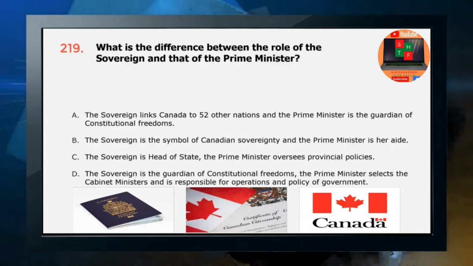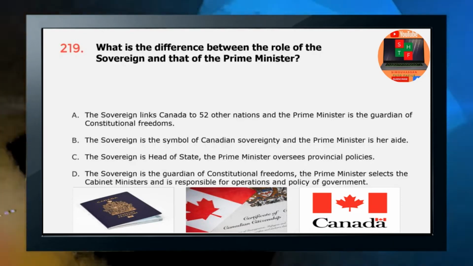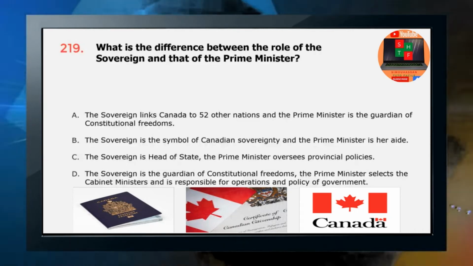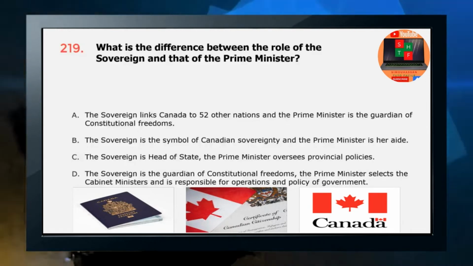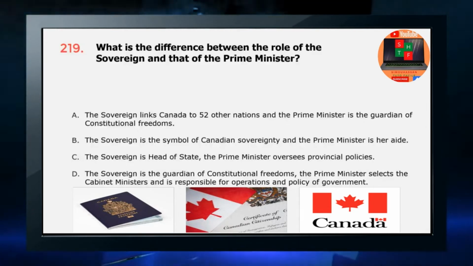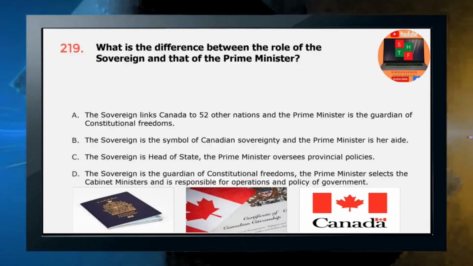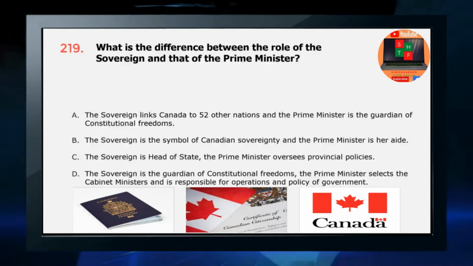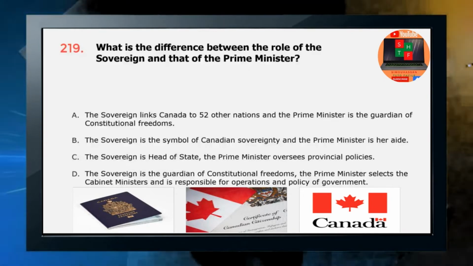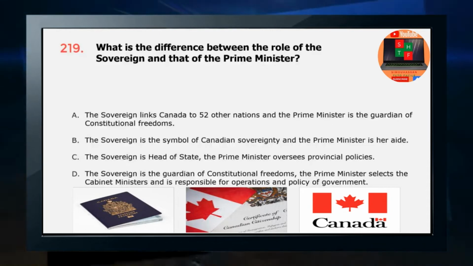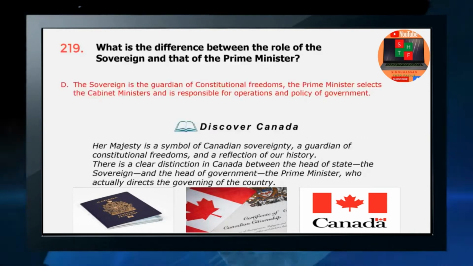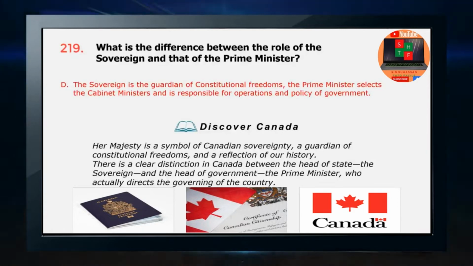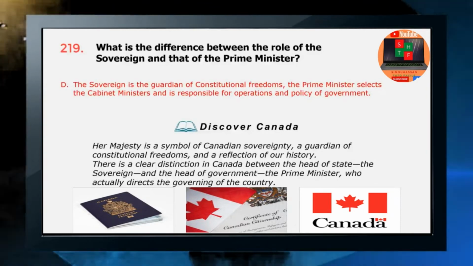Question 219. What is the difference between the role of the sovereign and that of the Prime Minister? A. The sovereign links Canada to 52 other nations, and the Prime Minister is the guardian of constitutional freedoms. B. The sovereign is the symbol of Canadian sovereignty, and the Prime Minister is her aide. C. The sovereign is head of state, the Prime Minister oversees provincial policies. D. The sovereign is the guardian of constitutional freedoms, the Prime Minister selects the cabinet ministers, and is responsible for operations and policy of government. The answer is D. The sovereign is the guardian of constitutional freedoms, the Prime Minister selects the cabinet ministers, and is responsible for operations and policy of government.